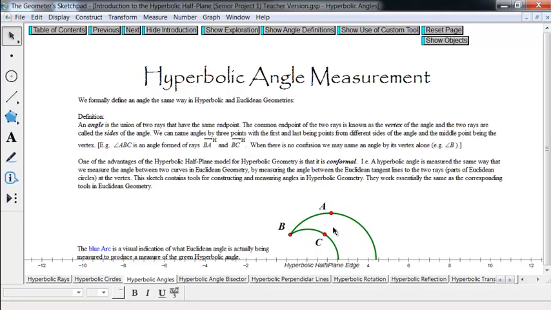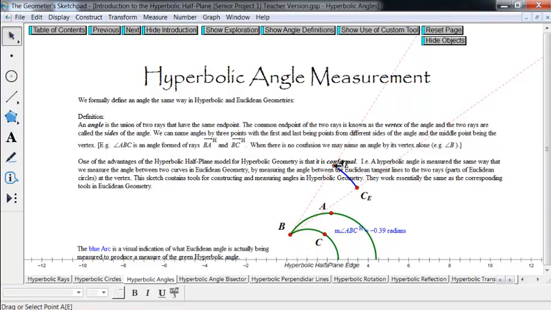Well, how do we measure the angle formed by two curves in Euclidean geometry? If they have a well-defined tangent line at the point where they meet each other, then we can just measure the angle between those tangent lines. Of course, these are circles, so they certainly have well-defined tangent lines. This line here is the tangent line to this circle at this point B in Euclidean geometry. This is the tangent ray, tangent to this circle going through A and B, tangent at point B.